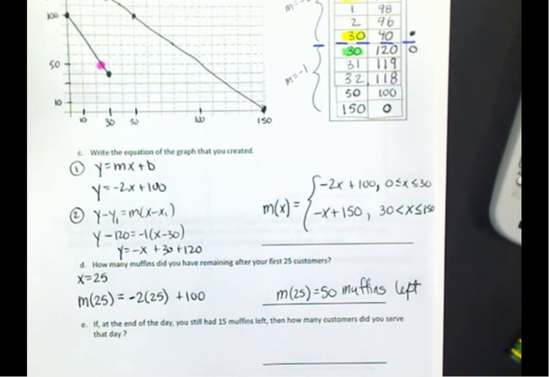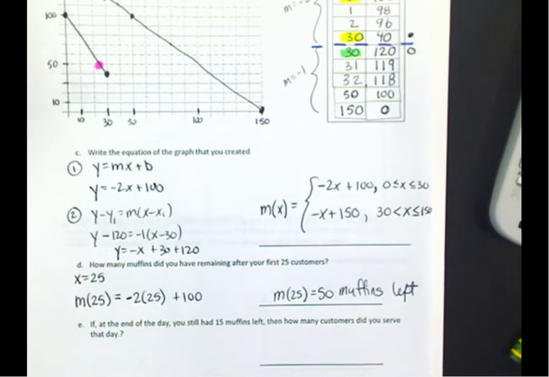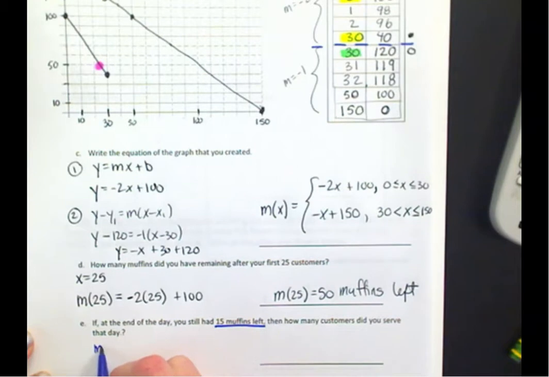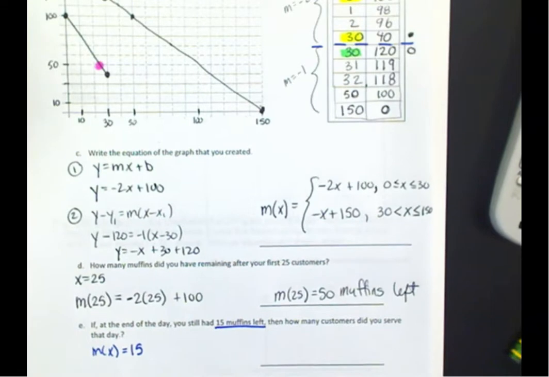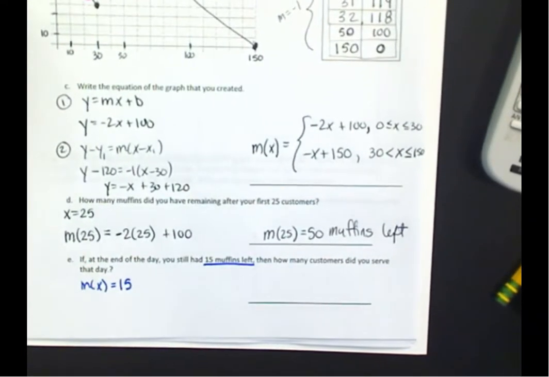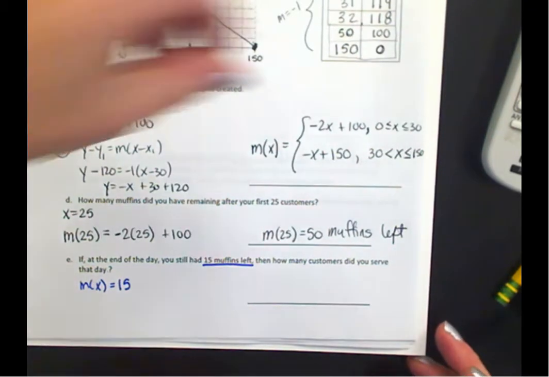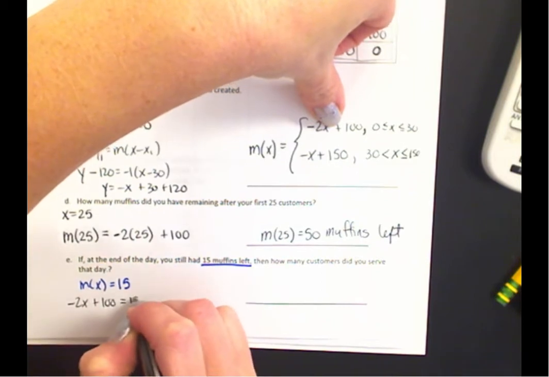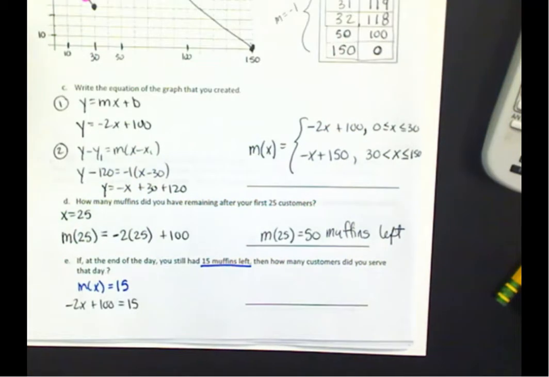If you had 15 muffins left at the end of the day, so you didn't sell out, how many customers did you serve? Notice that this is 15 muffins left. That's given a Y value. What is X? Now I'm talking about the end of the day. There are 2 possibilities here. I don't know which Y value I'm referring to. Is it the first part? What if I never even made it past the morning?